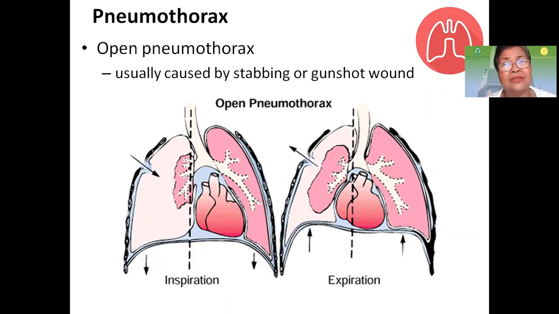You hear a sucking sound. You hear a sucking sound on inhalation. So, nasa field ka, anong gagawin mo? Naririnig mo, you hear a sucking sound. So, cover the butas. Cover the site, no? With anything. You have a gauze. Okay. Kasi pupunta ka, mag-F to F ka, no? Kaya may dala ka, no? You have the gauze. Okay.